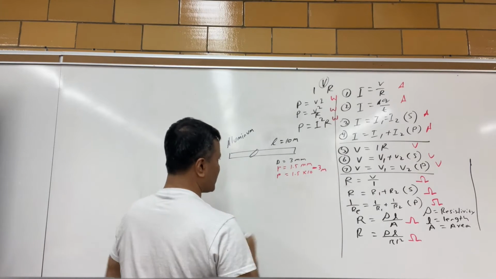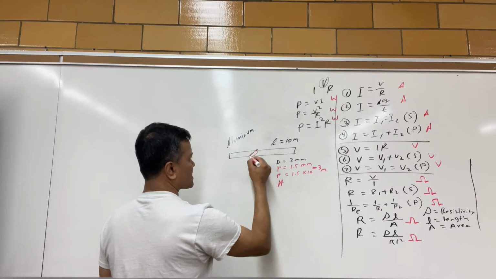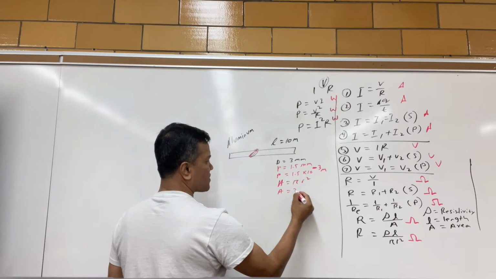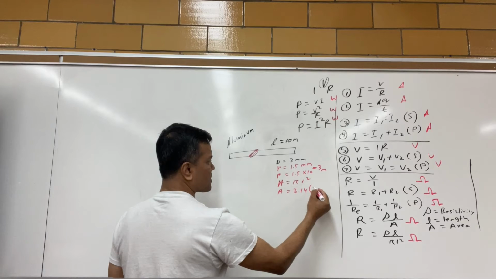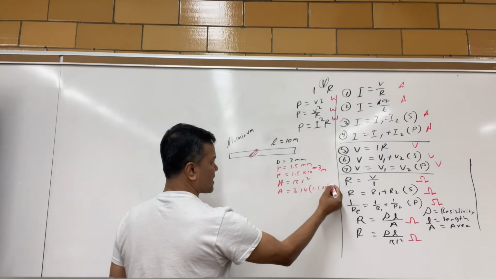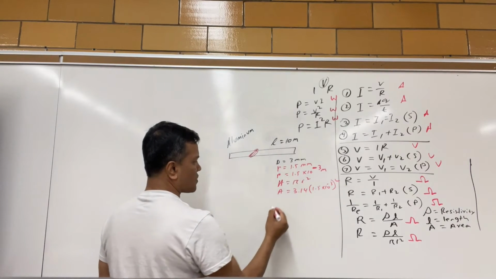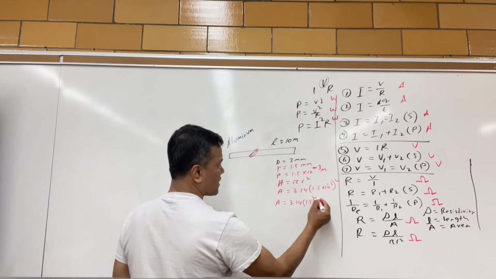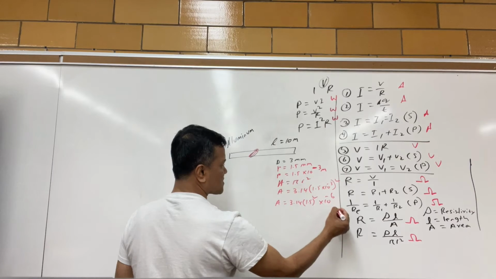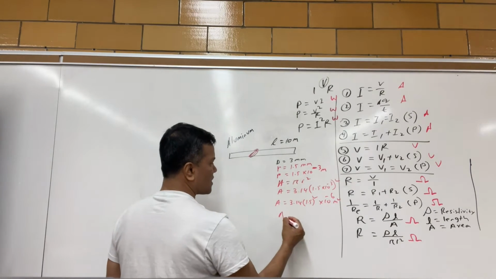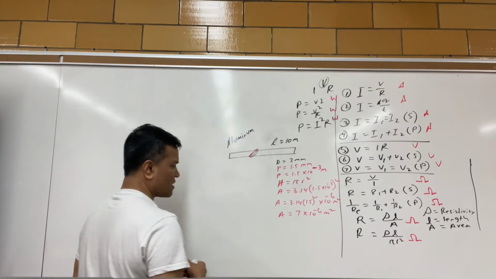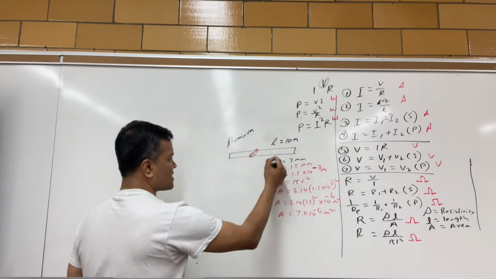So now area, this cross-sectional area. So area is pi r square. Right, so area is 3.14 times (1.5 times 10 raised to negative 3) square. So area is 3.14 times 1.5 square times 10 raised to negative 6 square meter. So area is 7 times 10 raised to negative 6 square meter. Now we can solve the problem very easily.